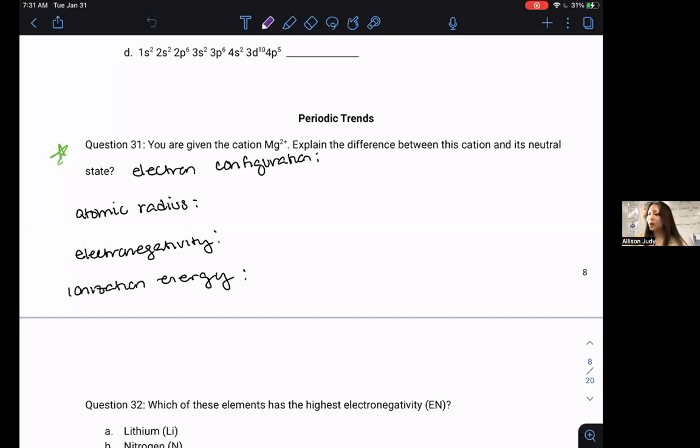All right, AP students, welcome to your AP problem walkthrough regarding periodic trends. I'm also going to throw in a little bit of electron configuration because it's so integral to understanding the periodic table as well. So remember, we start off with conceptual.